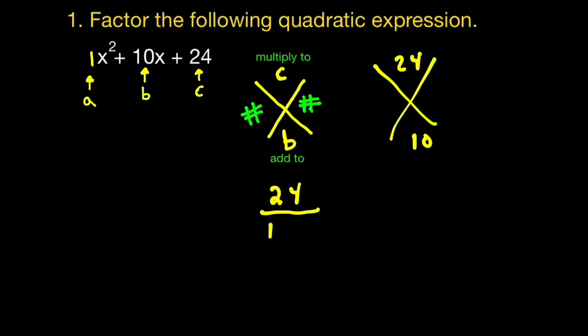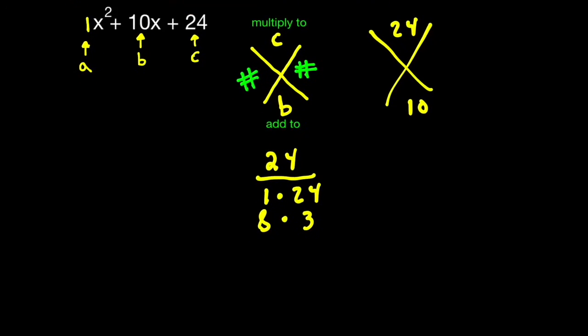I know that 1 times 24 gives me 24. I know that 8 times 3 gives me 24. 6 times 4. And 12 times 2. Again, once I have 4 or 5, that's a good place to start. So I'm going to begin to add them in hopes of getting a 10.